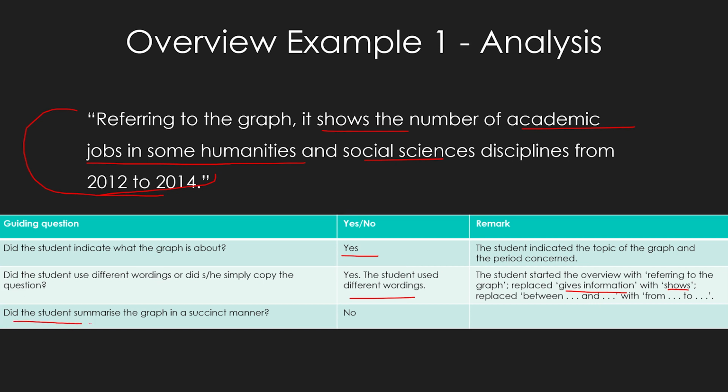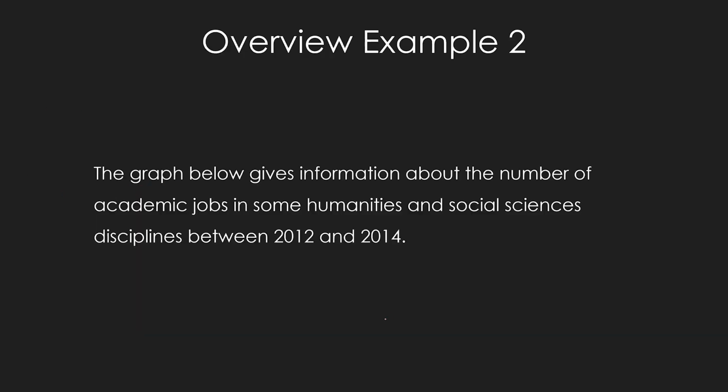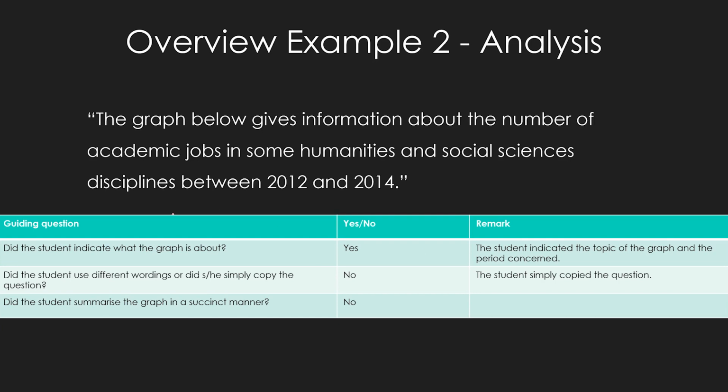And finally, did the student summarize the graph in a succinct manner? No, they did not. So that's a problem there. Now let's look at the next example. The graph below gives information about the number of academic jobs in some humanities and social sciences disciplines between 2012 and 2014. Let's look at the analysis for this answer.